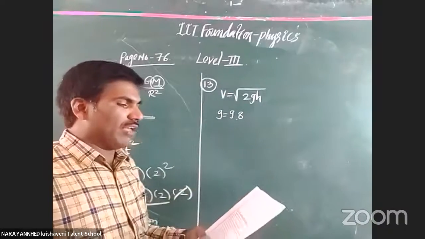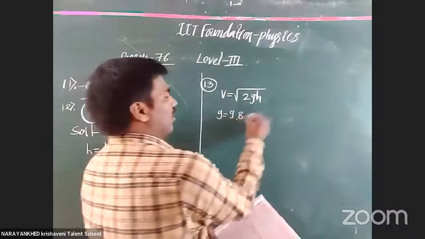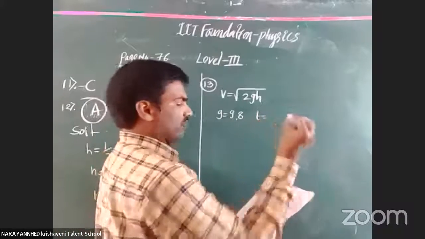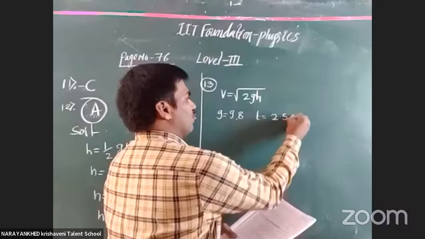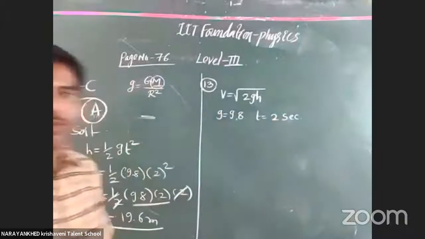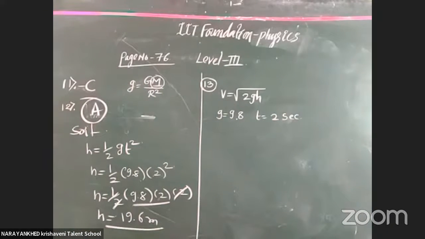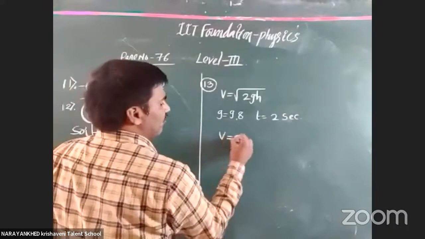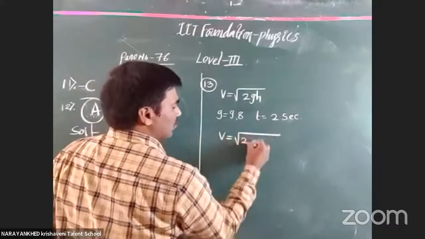One more thing, what is given? t is also given, the 2 seconds of fall. Then the 2 seconds is given. Clear or not, all students? Now what we require is the v value. It is simply written as v equals under root 2g.